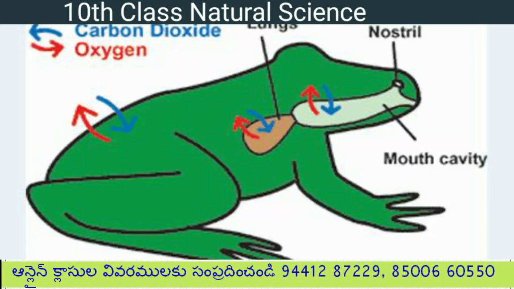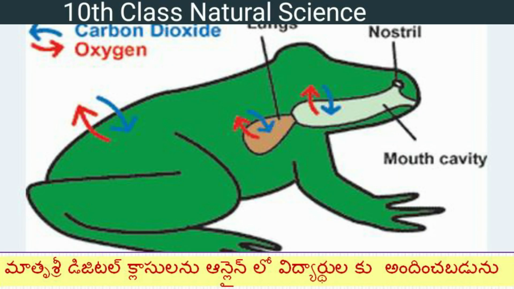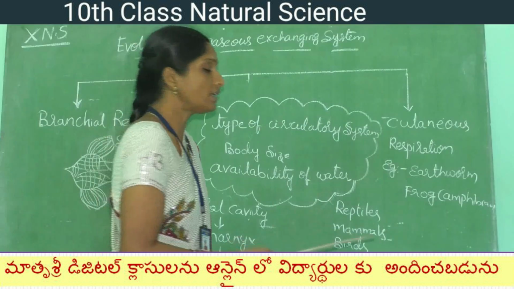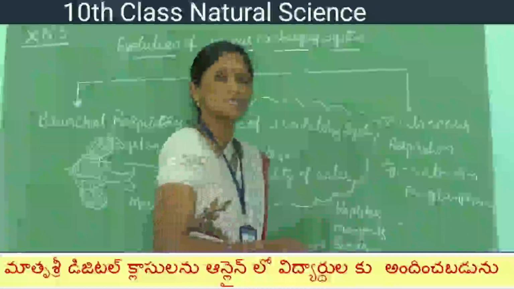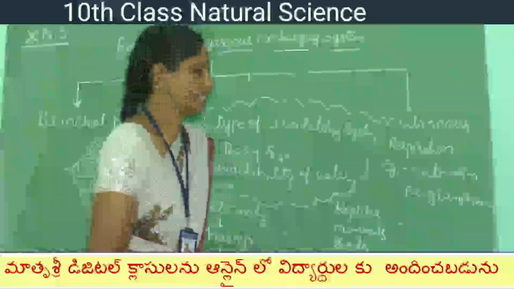Frog is an amphibian. Why is it called an amphibian? It respires through the skin and through the lungs. That means a frog contains two types of respiratory systems, that is cutaneous and pulmonary respiration. What is the meaning of pulmonary respiration? When organisms respire through the lungs, it is known as pulmonary respiration.